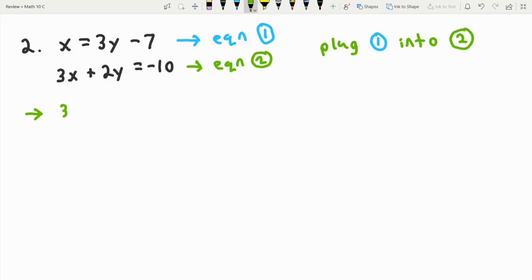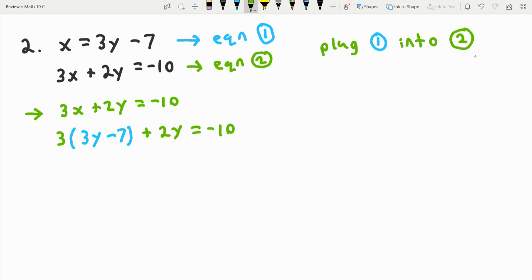For equation 2, I have 3x plus 2y equals negative 10. Okay, so since equation 1 equals x, I would plug in everything that x would equal into equation 2. In this case, x equals 3y minus 7. So I just plug that in for my value of x. So instead of 3x, it's now 3 times 3y minus 7. Now I write out the other terms. So plus 2y equals negative 10.